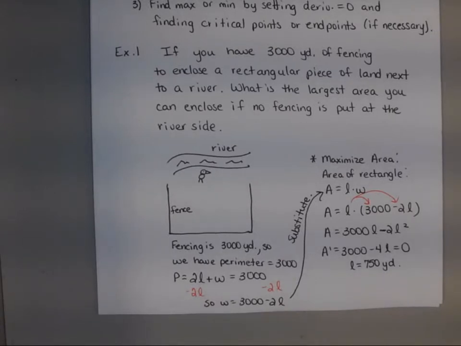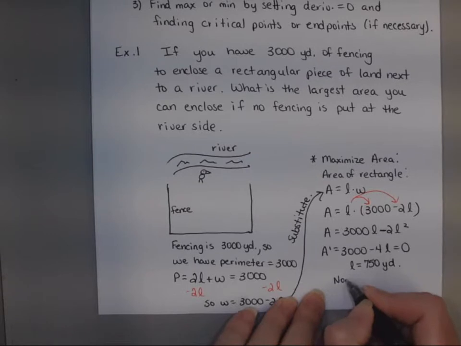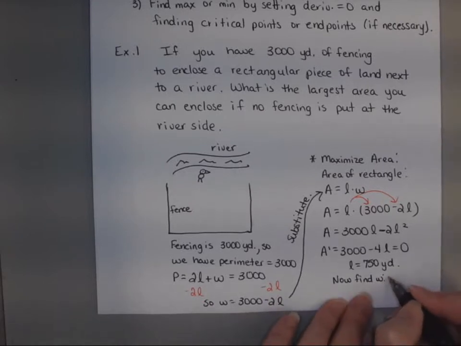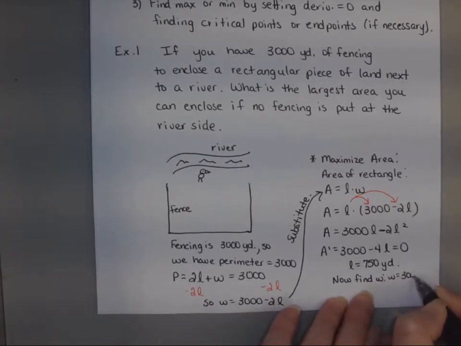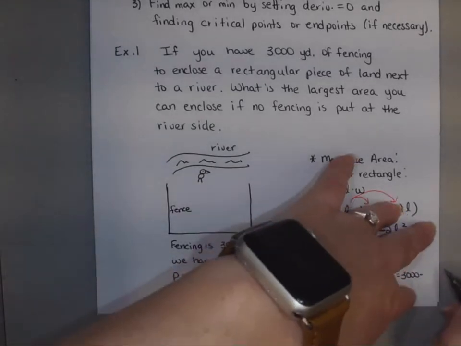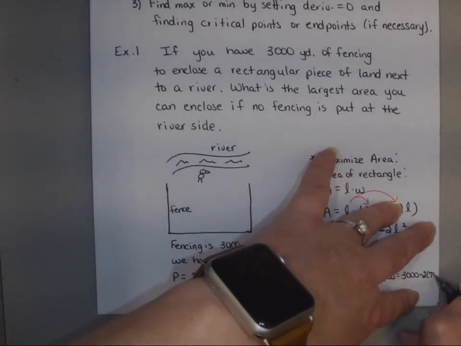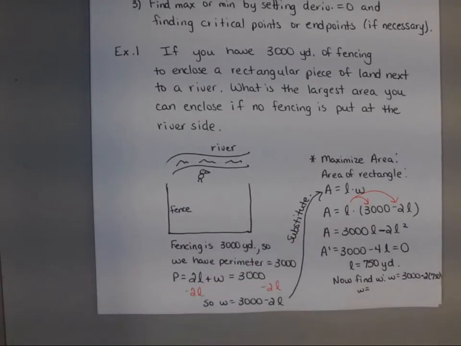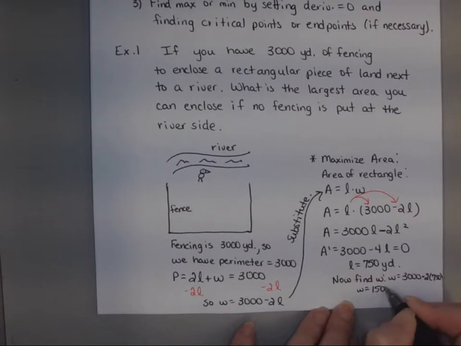Okay, but is the problem asking me just for length? No, it's actually asking me for the area itself, right? So what else do we need to know now? W. Yeah, now we can find W, but that's pretty easy, right? Because now we know what L is, okay? So we have a formula for W. W is equal to 3,000 minus 2 times 750. Kind of squeezing it in there. So what do we end up getting for W then? It's 3,000 minus 1,500, so 1,500 yards.